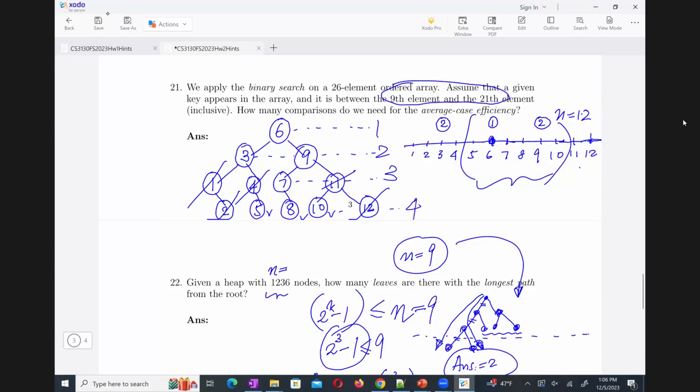Now let's write the weighted average. One comparison, only one node, so 1 times 1. 2 comparisons, 2 nodes, 2 times 2. 3 comparisons, 1 node, 3 times 1. 4 comparisons, 3 nodes, 4 times 3.